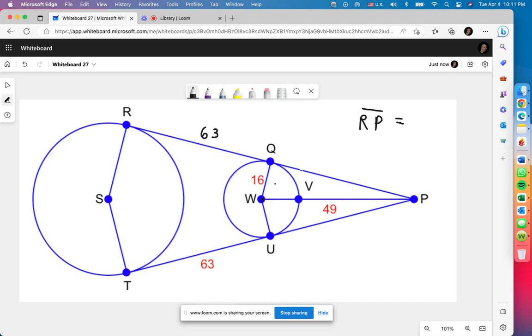Well, I have a right triangle because this is tangent. So that's a right angle. I know this is the radius here, so this is 16 as well. So now all you got to do is add those numbers. So you got 16 plus 49. That's going to be 65. And I got a right triangle here. So it's going to be 16 squared plus unknown squared.